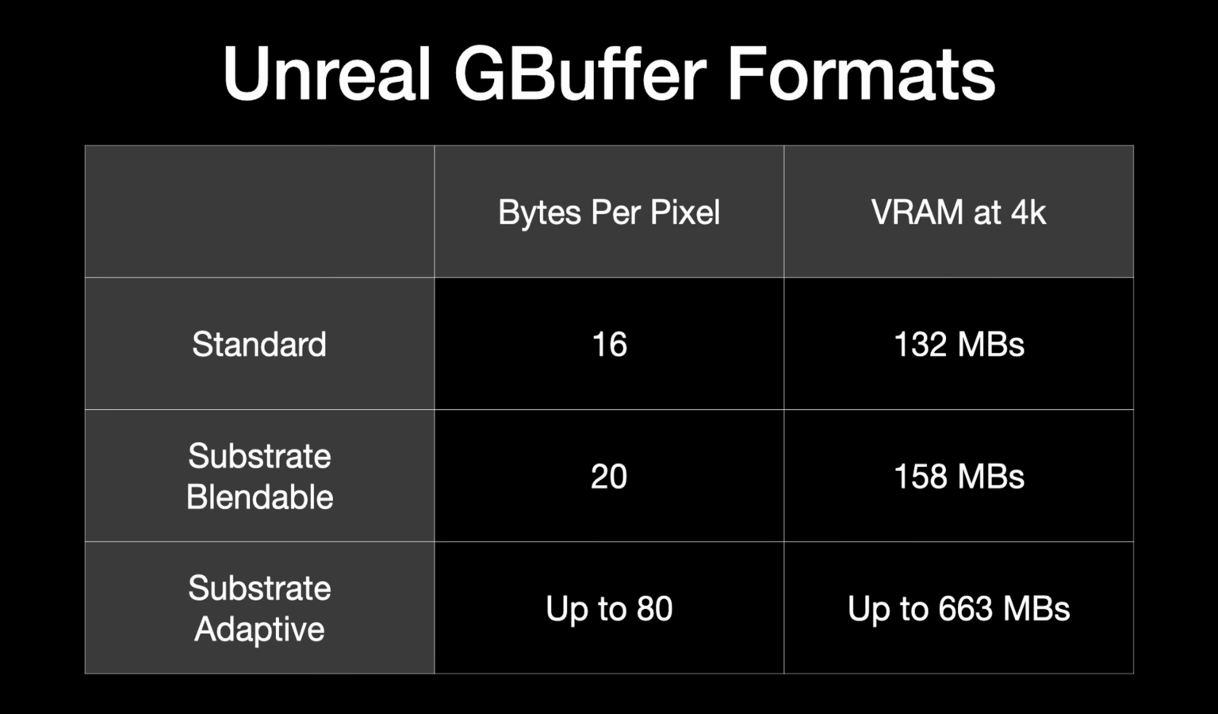With Substrate off, Unreal uses a fixed G-buffer that uses 16 bytes of VRAM per pixel on the screen. So if you're rendering your screen at 4K resolution, that G-buffer will be using about 132 megabytes of VRAM, and that's with Substrate off. With Substrate's G-buffer set to blendable, like it is here, we're going to be using a fixed size of 20 bytes per pixel, which is a 20% increase over having Substrate off.